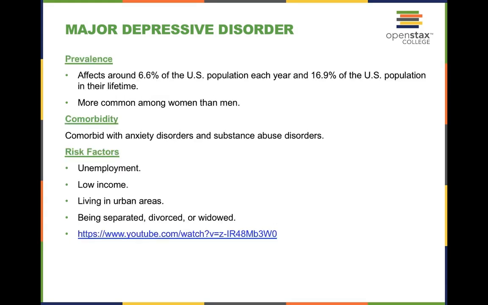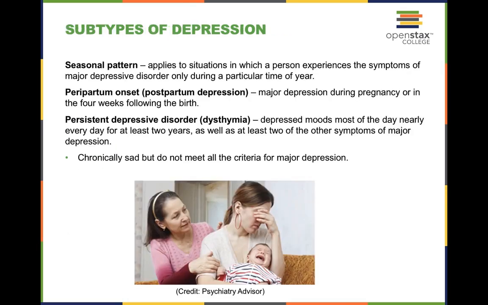Now, when it comes to MDD and its prevalence, it affects about 6.6% of the population each year. Again, that's each year, and almost 17% of the US population in their lifetime. That's a really significant number, and it's more common among women than in men. Now, some risk factors associated with MDD include unemployment, low income, living in urban areas, as well as being separated, divorced, or widowed. Now, let's look at some subtypes of depression.